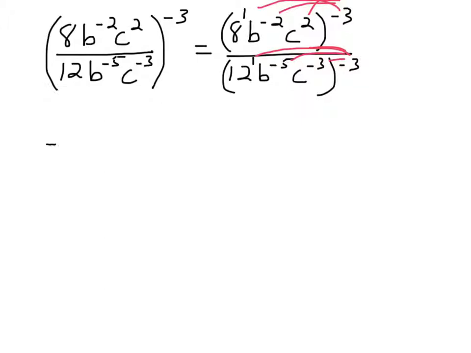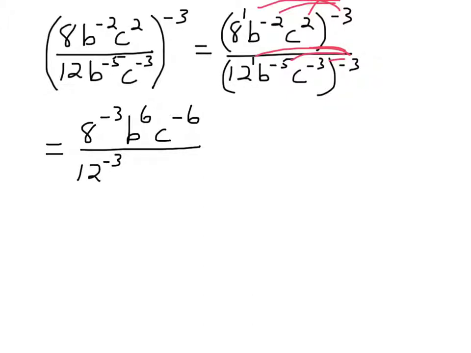Let's write down what we'll get for that. So we'll have 8 to the, and then we have 1 times negative 3, so negative third. And then b, negative 2 times negative 3 is a positive sixth power. And then c, 2 times negative 3 is a negative sixth power. And then in the denominator, we'll have 12 to the 1 times negative 3 is negative 3. And b raised to the negative 5 times negative 3 is positive 15. And then c raised to the negative 3 times negative 3 is positive 9.